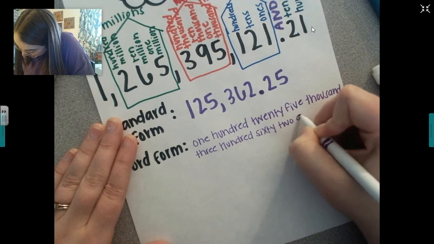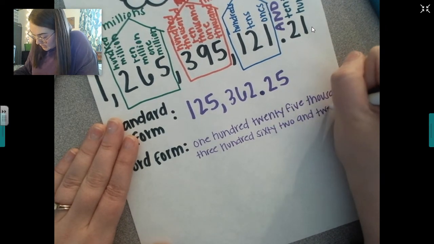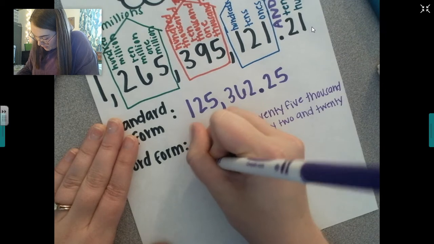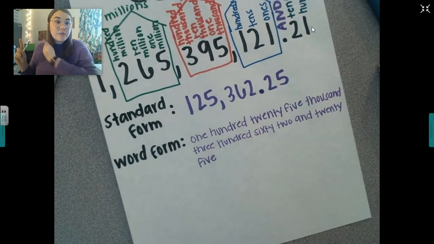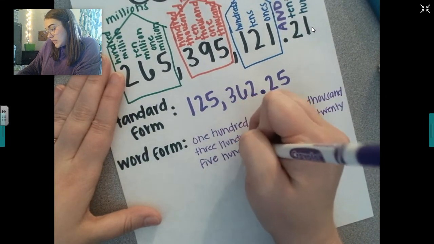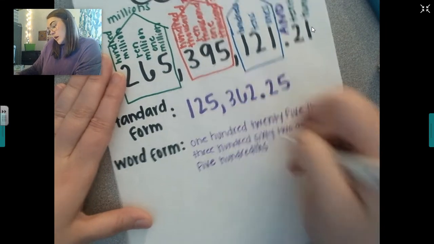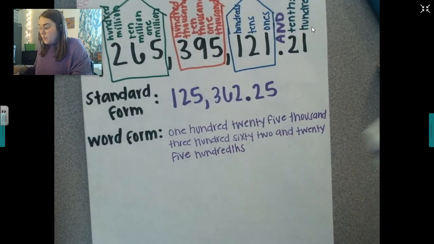125,362. And now I just say the number like normal, 25. And just like a comma, we read whatever the last place value is. So 25 hundredths. 25 hundredths. That is word form. You write it out in words.